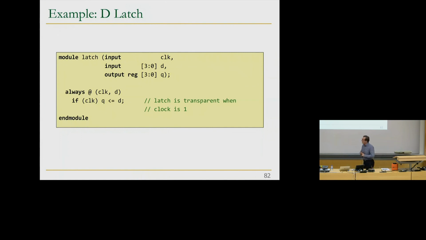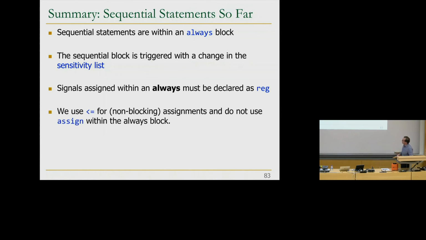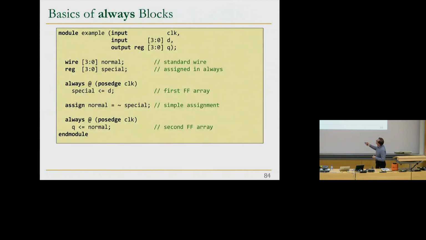Okay, so the sequential statements so far. Within an always block, please read chapter 4. I'm going through some of these very quickly, but you'll learn this by experience. Sequential statements are always within an always block. The sequential block is triggered with a change in the sensitivity list. That's always at something. And signals assigned within an always block must be declared as reg. We use non-blocking assignments and do not use assign within the always block. Okay, so this is the basics of the always blocks.